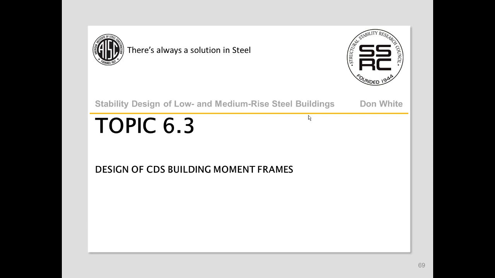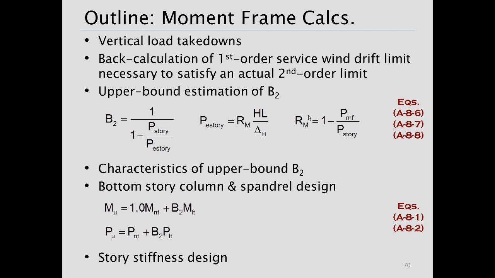Okay, let's keep rolling from here, and then when we get a little bit further in terms of looking at some things with the B2 estimate, we'll look at some further questions if there are any with the moment frames. So here for the moment frames, very similar vertical load takedowns to what we did with the brace frames. We're going to back calculate a first order serviced wind drift limit necessary to satisfy an actual second order limit.